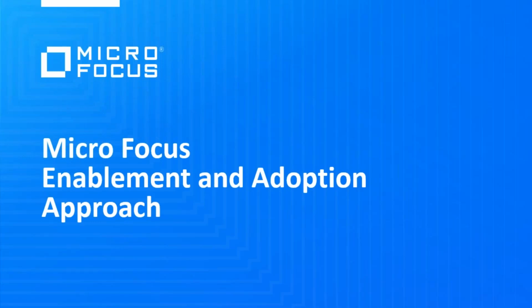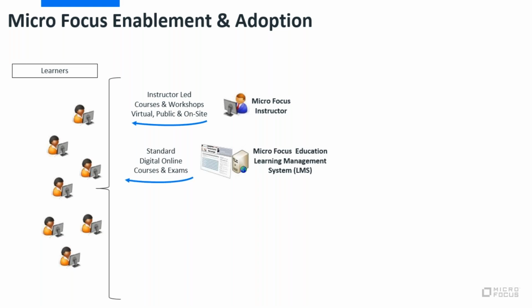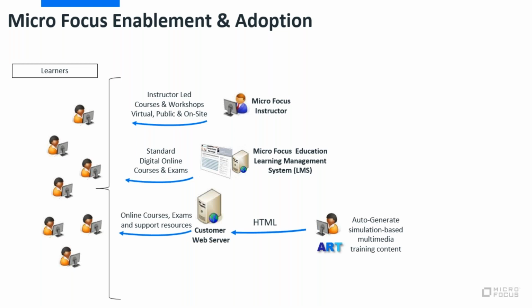Let's talk a little bit about the enablement and adoption approach from Micro Focus Software Education. When we need to enable larger groups of learners, we need to identify the key users in that group, and we need to deliver solid instructor-led courses to those people, where 50% of the time people work with the software and use a lab guide to complete all sorts of exercises on that software solution. Next to that, we deliver to the larger amount of people online courses and exams hosted from our own learning management system. Next to that, we can use ART.